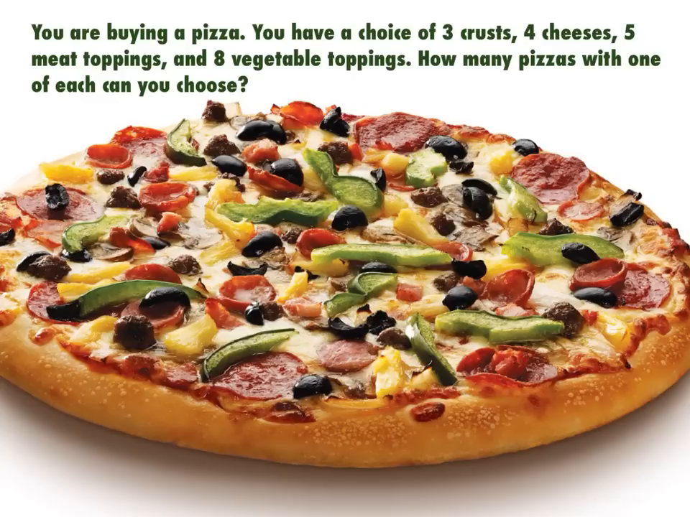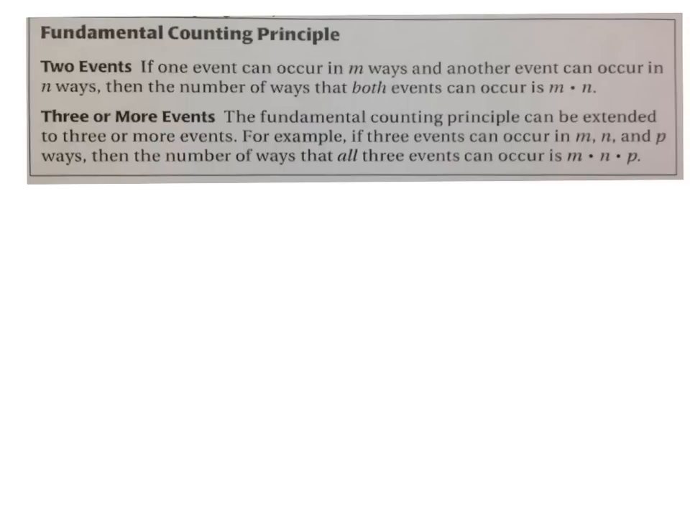So I could make a big tree diagram with this, with all the 3 crusts, 4 cheeses, 5 meats, and 8 vegetables. But that would take forever, and it would be huge. It would be just a gigantic pain. So instead of doing that, we're going to use the fundamental counting principle. And that says, if one event can occur in m ways, and another event can occur in n ways, then the number of ways that both events could occur is m times n.